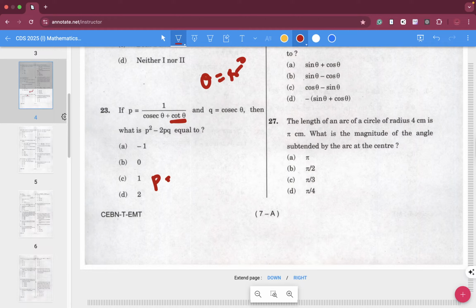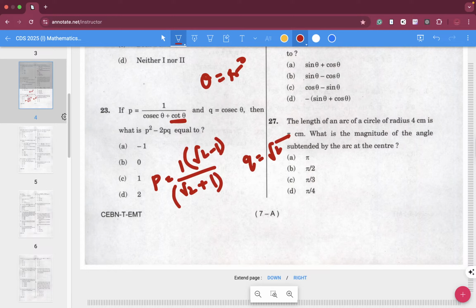So P is equal to 1 by cosec 45 is how much? 1 by root 2. Reciprocal of 1 by root 2 is how much? Root 2 plus cot 45 is 1, and then Q value is cosec 45 is how much? Root 2, right? If you factorize this over here, this is root 2 minus 1, over here also root 2 minus 1. So P value is root 2 minus 1, down below it will be a square minus b square, which will be giving you 1 only, so Q is equal to root 2.